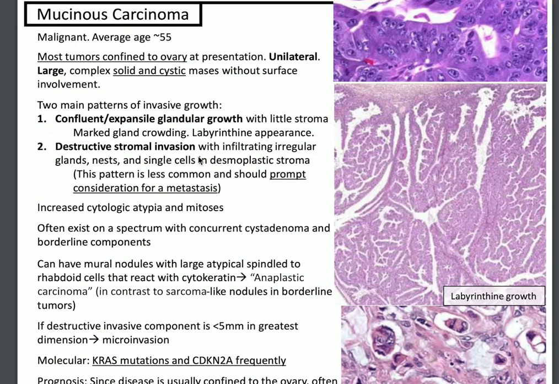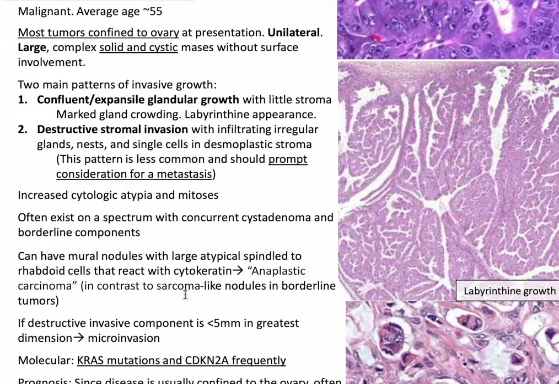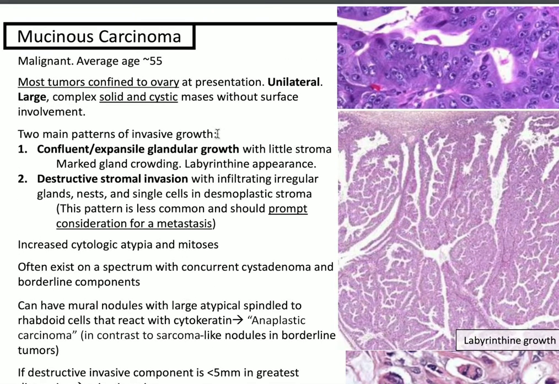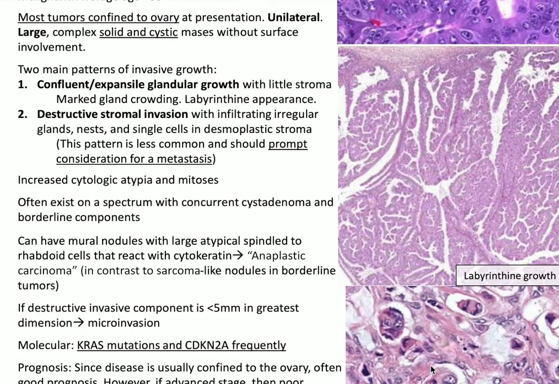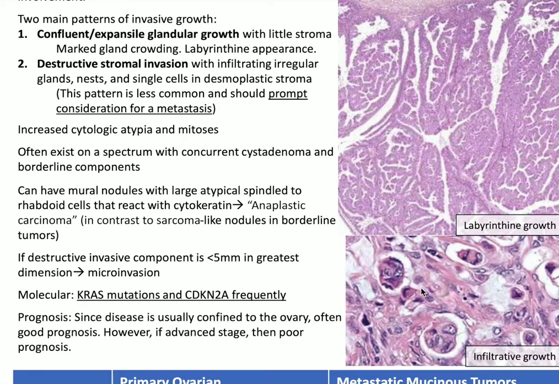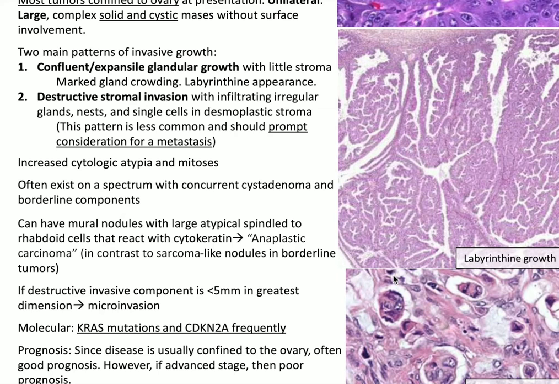Let's talk about mucinous carcinoma. It is malignant. The average age is 55. Most tumors are confined to the ovary at presentation. It's unilateral, it's large, complex, solid and cystic masses without surface involvement. And there are two main patterns of invasive growth that you need to know. Confluent expansile glandular growth with little stroma, and you'll have marked gland crowding with labyrinthine growth, and then destructive stromal invasion with infiltrating irregular glands, nests, and single cells in a desmoplastic stroma. And this pattern is less common, and if you do see it, you want to rule out a metastasis.